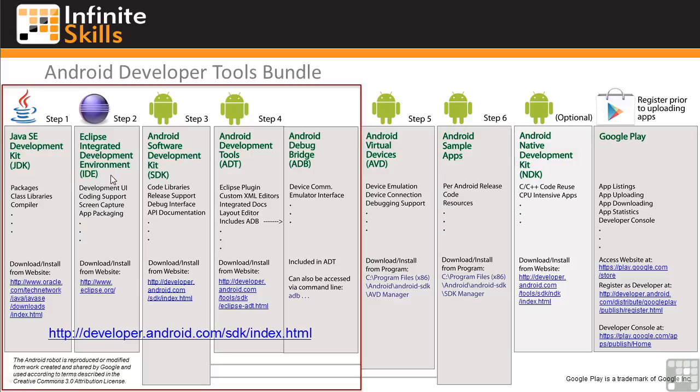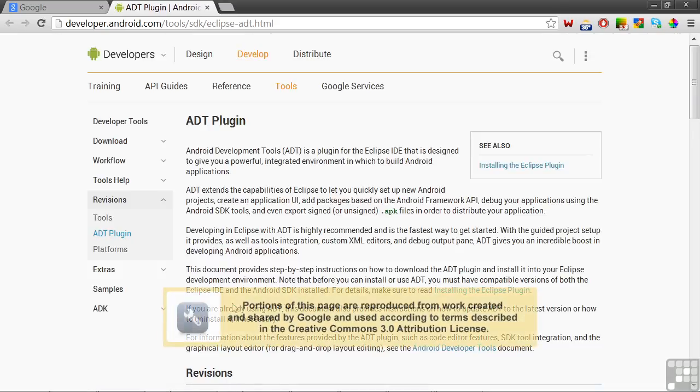So first, I'll show you how to install the development tools if you haven't already installed the bundle. Even if you have installed the bundle, please watch everything that follows in this lesson. The tools installation instructions will be quick. If you're going to install the Android development tools separately, from the bundle graphic, click the link at the bottom of the ADT box. This will take you to the ADT plugin webpage.